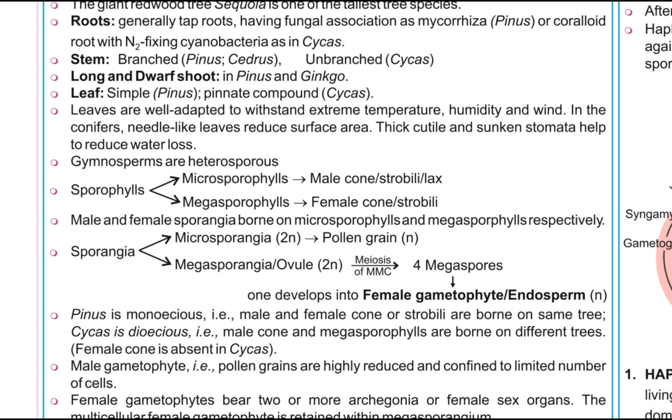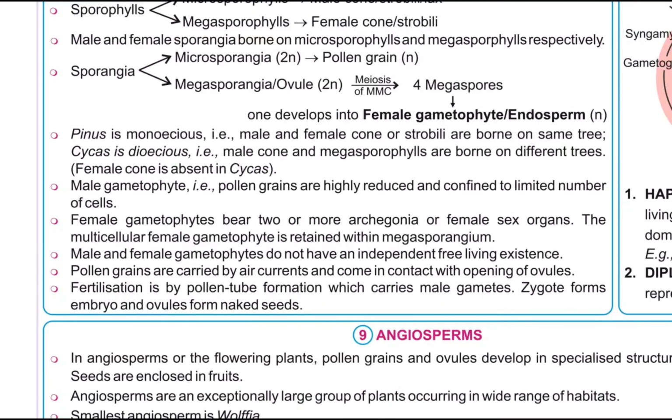Sporangia: microsporangia 2N produce pollen grains. The megasporangium or ovule 2N has a megaspore mother cell, which undergoes meiosis to get four megaspores. One develops into the female gametophyte, or endosperm. Pinus is monoecious, that is, male and female cones or strobili are borne on the same tree. Cycas is dioecious, that is, male cones and megasporophylls are borne on different trees. Female cone is absent in Cycas.